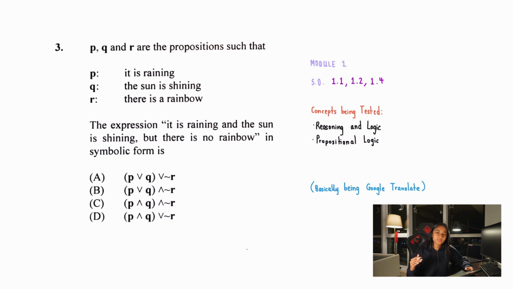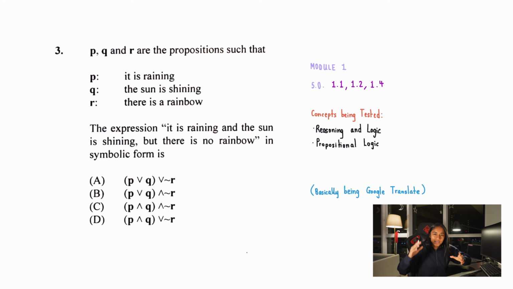Question 3 is all about being Google Translate, or some kind of translator, right? But the thing about it is, I want you to think about it like this. It's like a code. You're trying to decode something or code something. It could go both ways, right? So think about you and me. Only you and me know what the code is, because we don't want anybody else to find the gold at the end of the rainbow, right? So only you and I know that if we say R, that means there is a rainbow. You understand? So keep up with me, right?